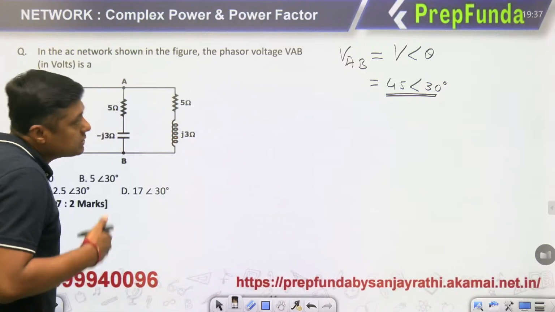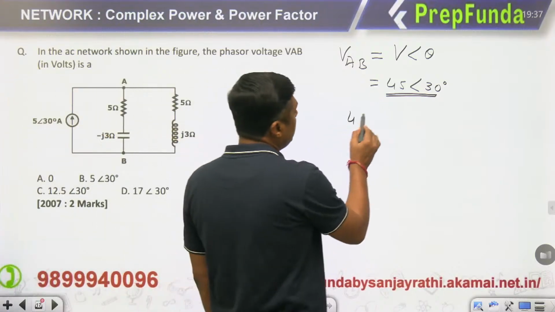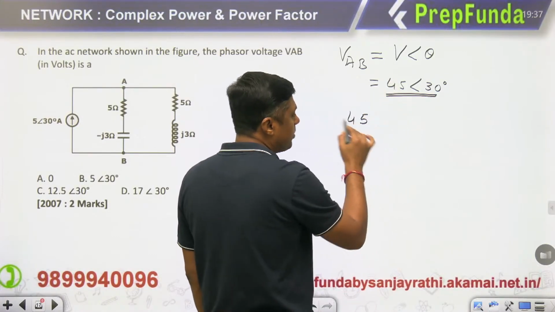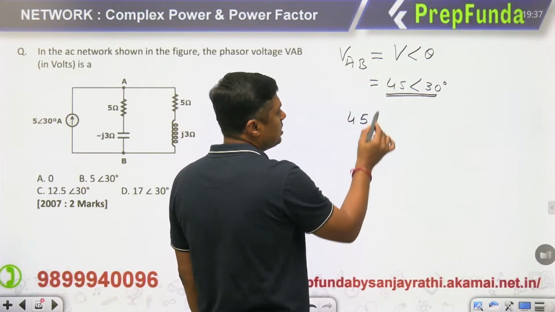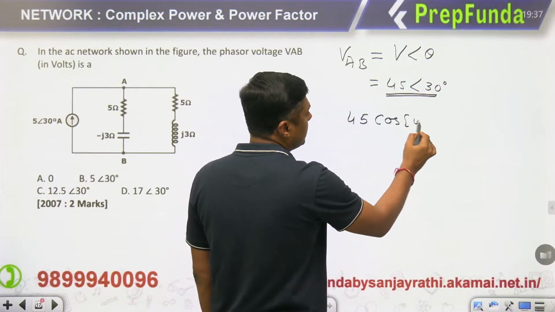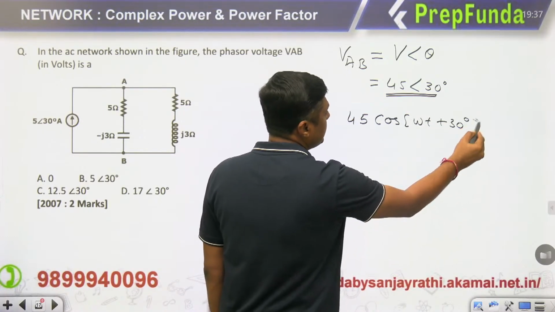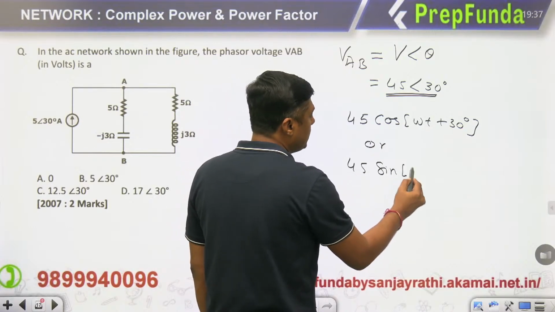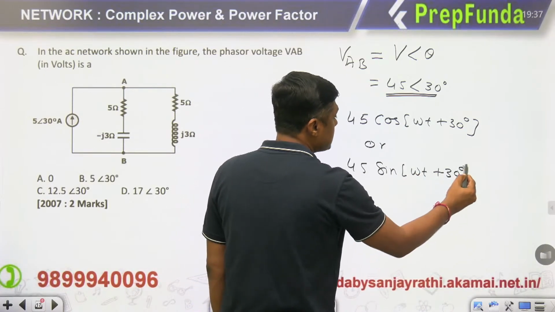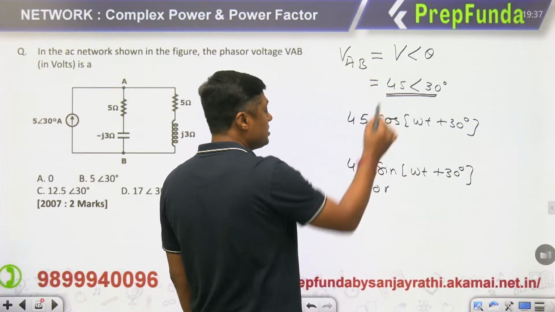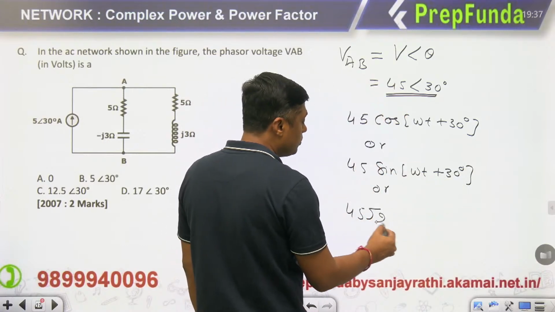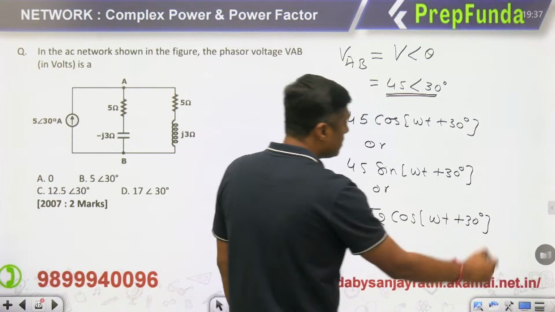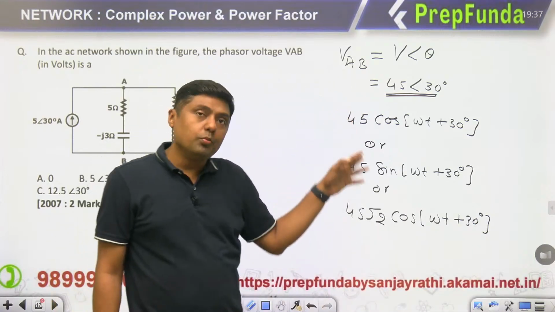Or when it is represented in terms of what? 45, this is the line, this is the peak value. Sometimes it is RMS value. If it is RMS value, then it should be multiplied by √2. Or if it is peak value, then directly write 45 cos of omega t plus 30 degree if the reference is cos, or 45 sine of omega t plus 30 degree if the reference is sine. Or if it is the RMS value, then it will become 45 root 2 cos of omega t plus 30 degree, and that is the representation, right? This is called time domain representation.